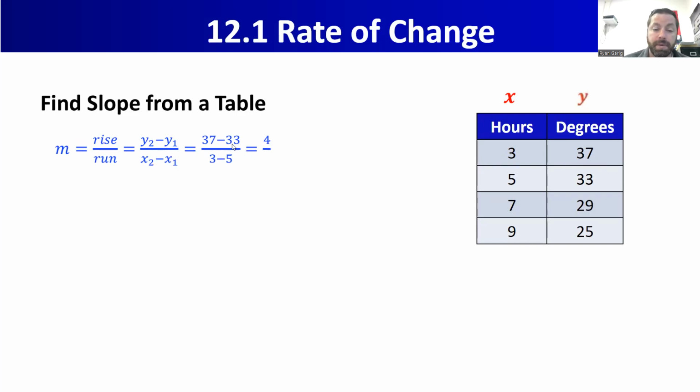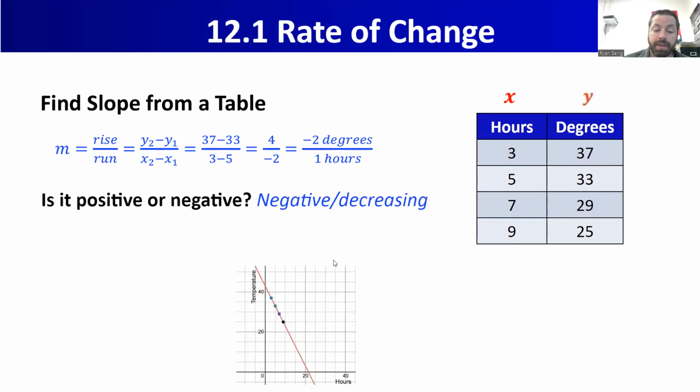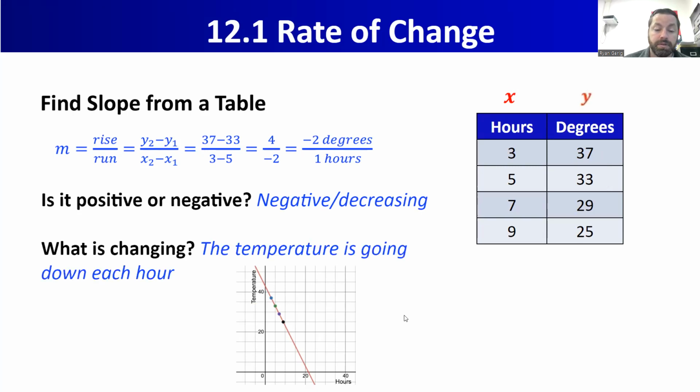Now we just subtract and simplify our slope. So 37 minus 33 is 4. 3 minus 5 is -2. 4 divided by -2 is -2 over 1, or just -2. So that's -2 degrees, right? It's going down 2 degrees for every 1 hour. So is it positive or negative? Well, it's negative, which means it's decreasing. And if I put that on a graph, you can see each point here, 3, 37 and 5, 33. The temperature is dropping as time passes, right?